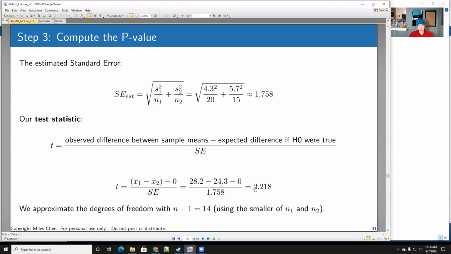So I get a test statistic of 2.218, and I'm going to look this up in the table using n minus 1, or 14 degrees of freedom. So again, I've got two n's. I've got n1 is 20 and n2 is 15. And so using the smaller between 20 and 15, we're going to say, okay, 15 minus 1, 14 degrees of freedom. So this is my test statistic, 2.218.